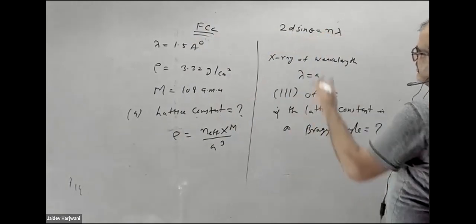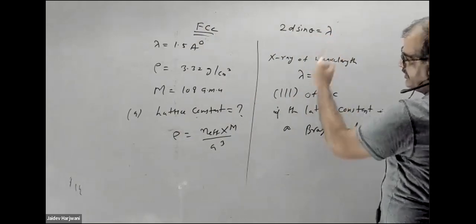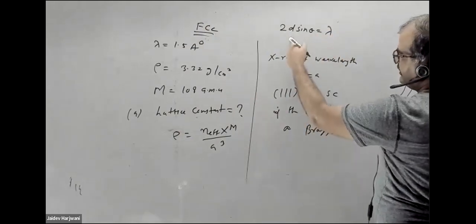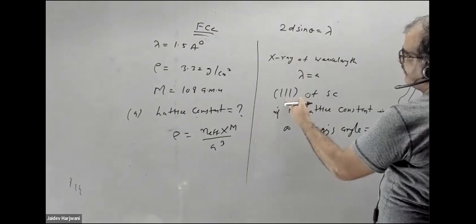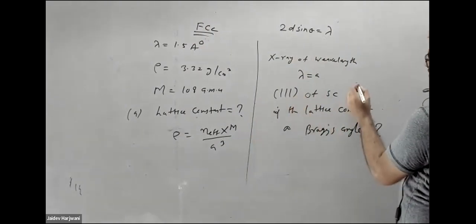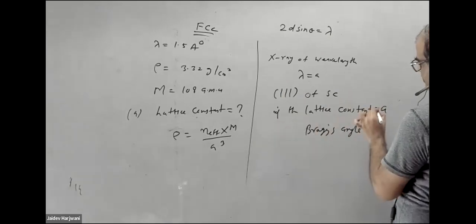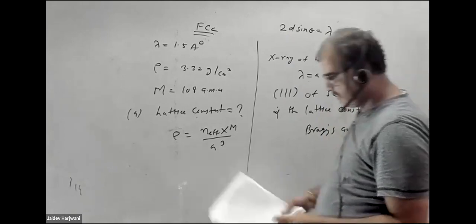For X-ray first order you can put n equal to 1. Lambda you already know. For d they have given you the plane, and the lattice constant a also they have given you. So it is asking what is the Bragg angle. Calculate it.